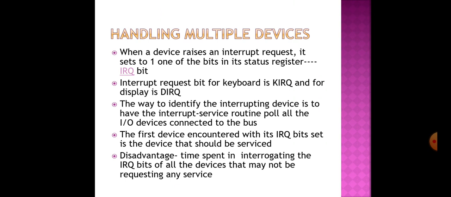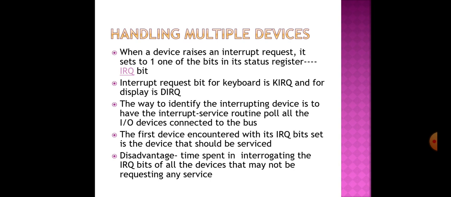Now, the way to identify the interrupting device is to have the interrupt service routine poll all the input-output devices connected to the bus. That means the device which needs to raise an interrupt request sets the corresponding IRQ bit to 1. Now the processor needs to identify the devices that requested interrupt service. So the corresponding interrupt service routine polls all the devices connected to the processor to check whether they requested an interrupt or not. The first device encountered with this IRQ bit set is the device that should be serviced first.